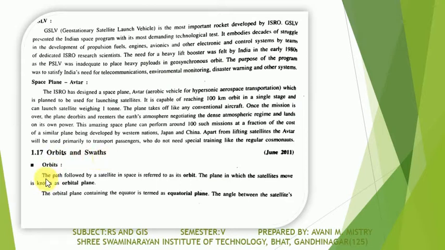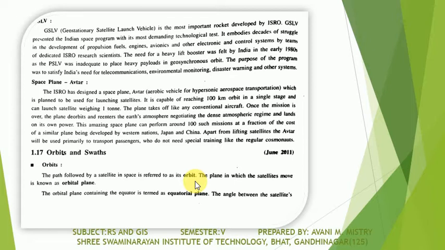Orbits and SWATHs. What do we understand by orbit? The path followed by a satellite in space is referred to as its orbit. That means the path in which the satellite moves in space is called an orbit.